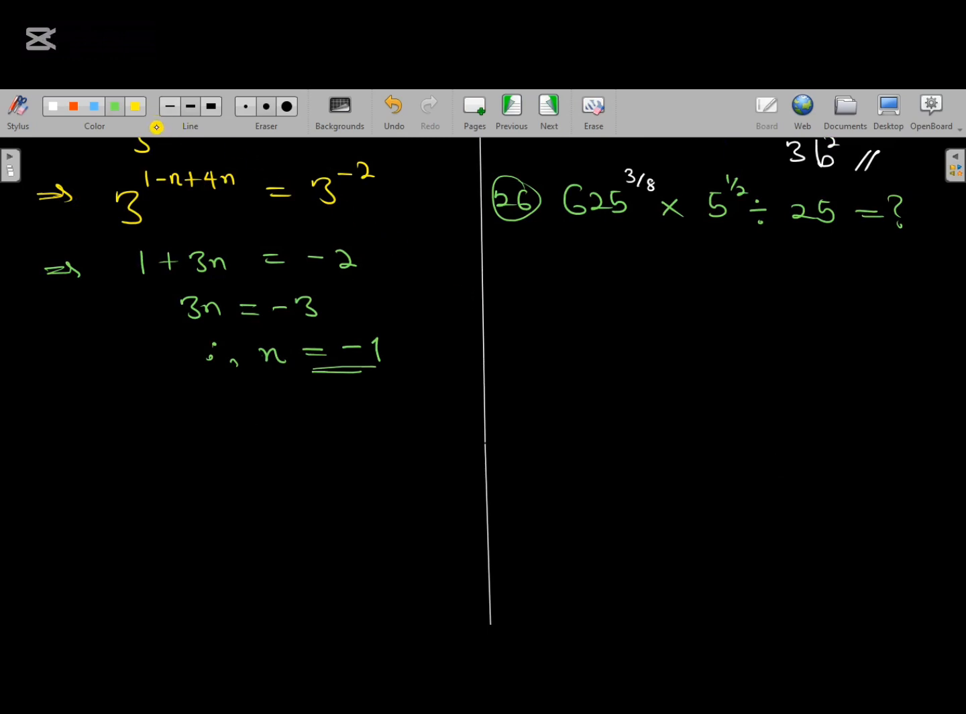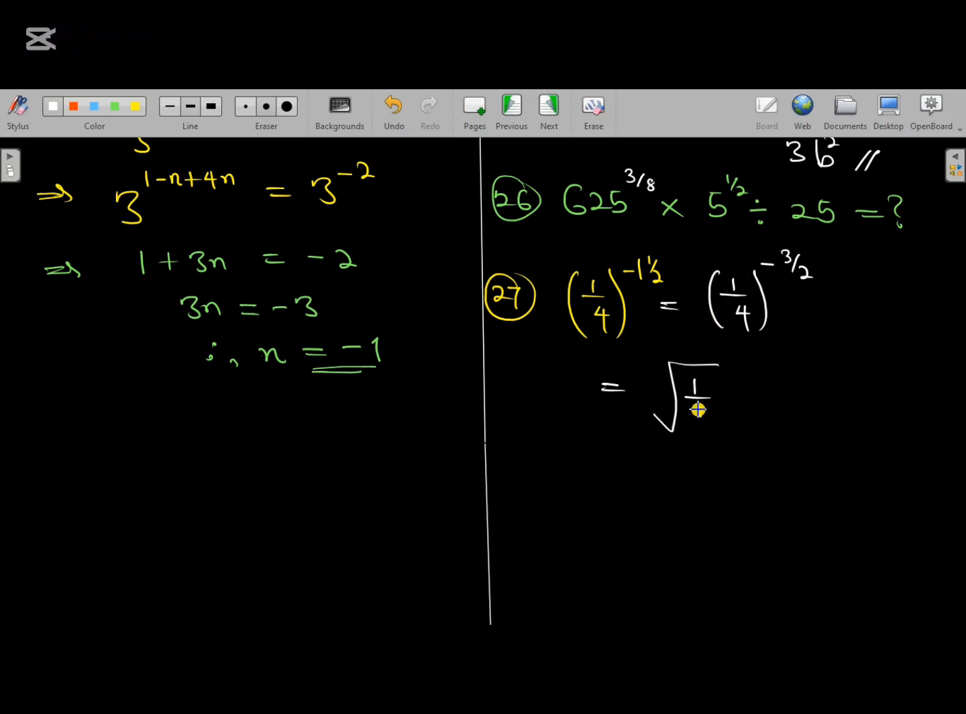So permit me to go to the next one, which is 27. Whenever you have a mixed fraction as your power or a decimal, always change it to a normal fraction, whether improper or whatever. So this is going to give us 1 over 4, all raised to the power of minus 3 over 2. Okay, so what can we do with that? Clearly you can turn these two to square roots, and that will help you since we can easily evaluate the square root of this. So this will be square root of 1 over 4, all raised to the power of minus 3.